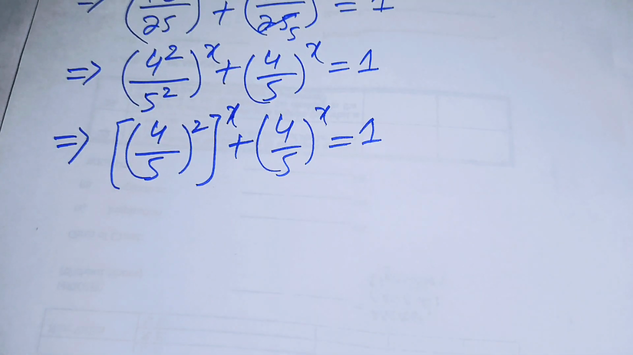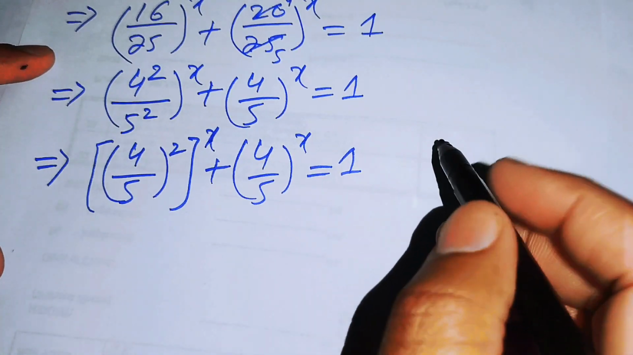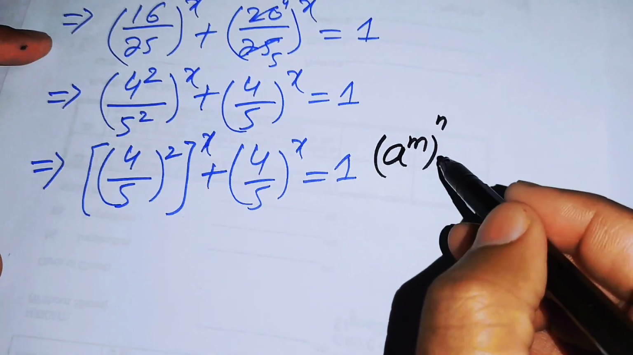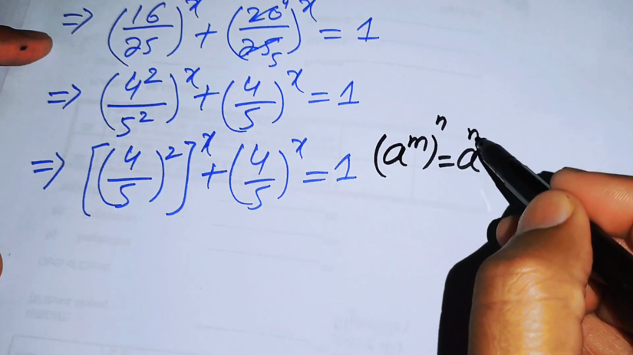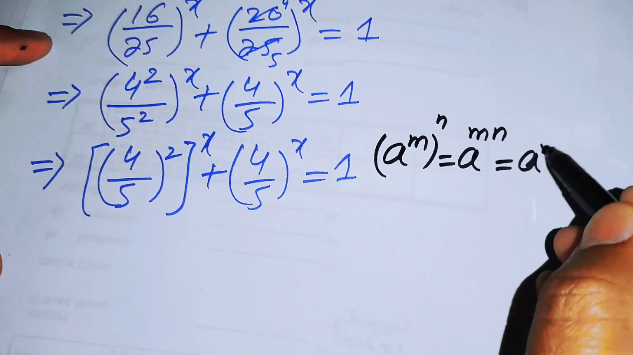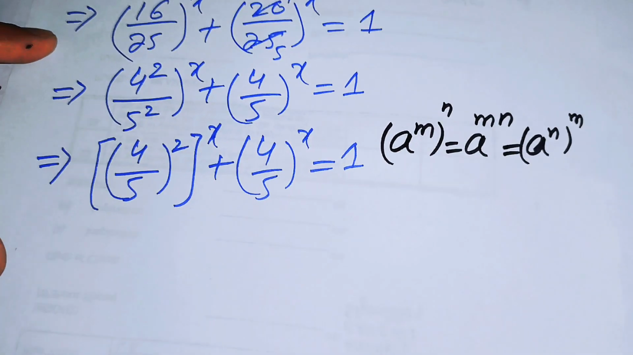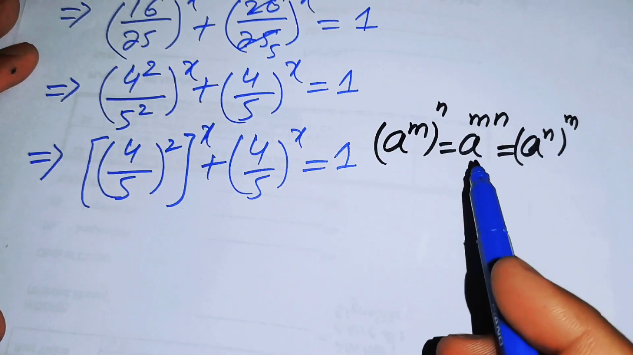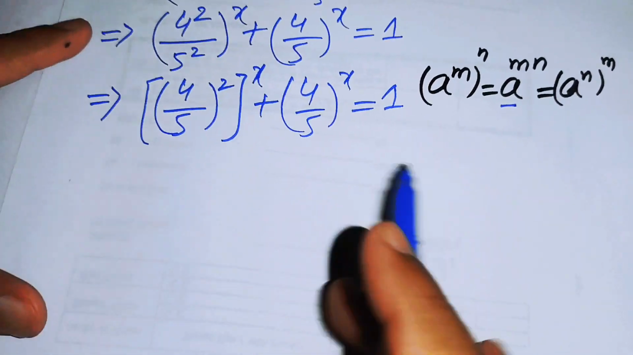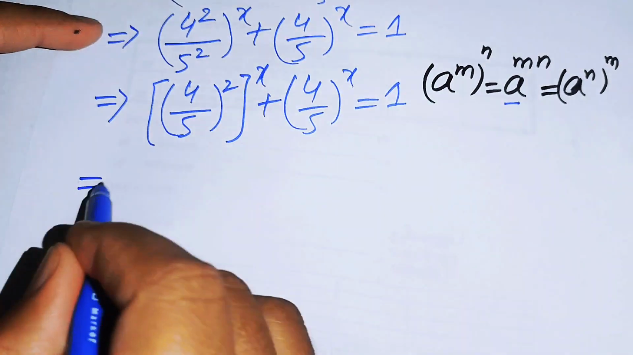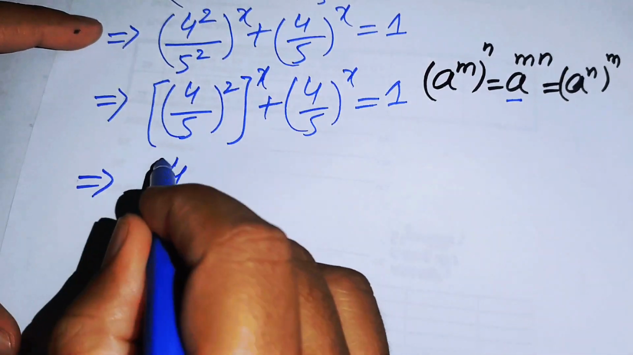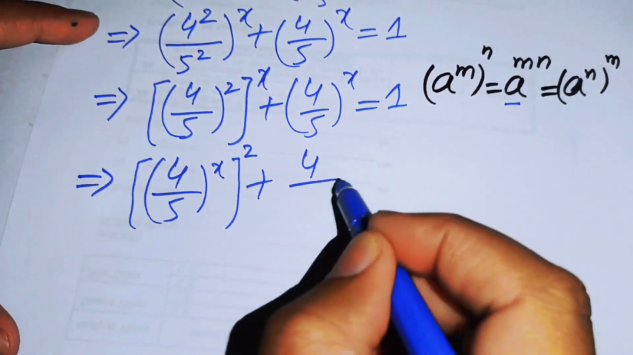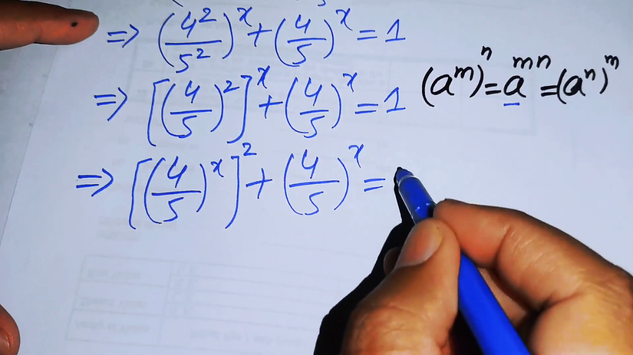After that we will apply another important exponent law, which is about a to the power of m to the power of n is equal to a to the power of m times n is equal to a to the power of n to the power of m. So it means that if we interchange these two exponents, it will give us the same answer, which is a to the power of m times n. So we can interchange these two exponents, and it becomes 4 over 5 to the power of x and its whole square plus 4 over 5 to the power of x is equal to 1.